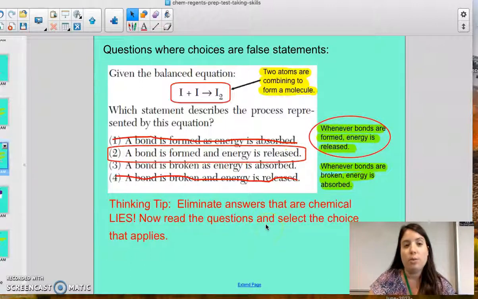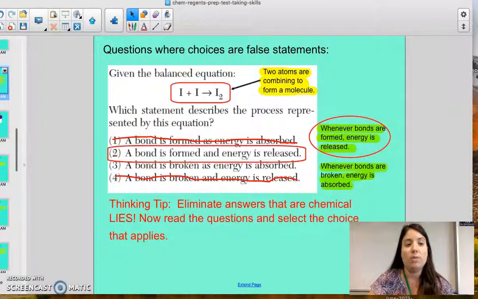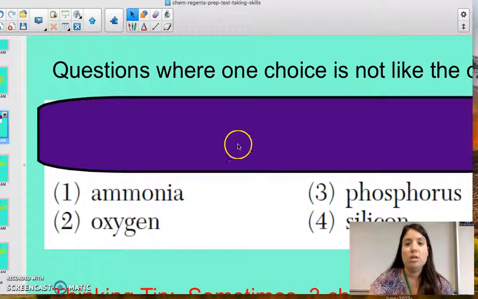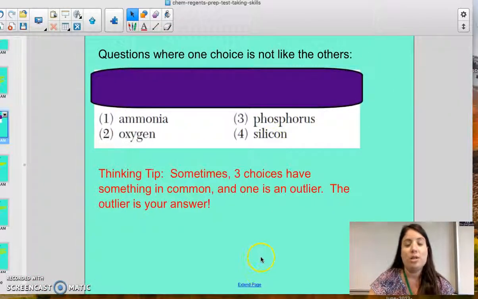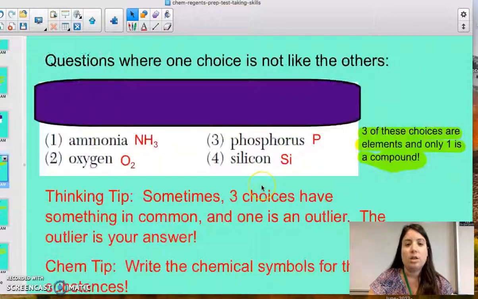So again, looking for some statements that are just not true according to the chemistry that we know helps us to narrow down some answers, and then we can find our correct response. Okay. Sometimes you can put the choices into a category where 3 of the choices will fit a category and 1 of them doesn't. All right, so here, that's exactly what we're going to have. We're going to have an outlier. Clearly the one that's not like the others is going to be your answer. Okay, so let's take a look.